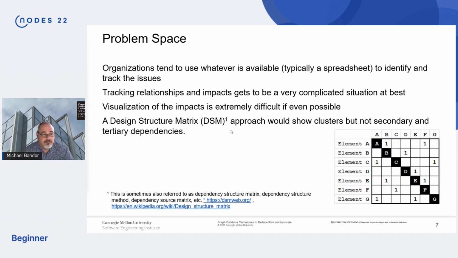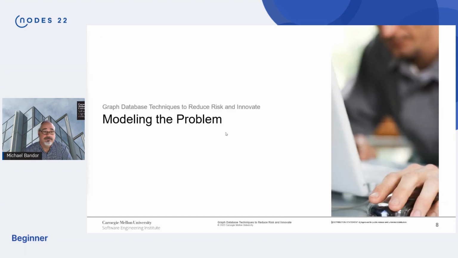As I said earlier, organizations tend to drop into the tools they have most commonly available, typically a spreadsheet. So they had looked at trying to use a design structure matrix or dependency structure matrix, depending on which school you follow, which gave them an A and a B, but it didn't give them the secondary and tertiary dependencies. And they quickly figured out that that was not going to work.